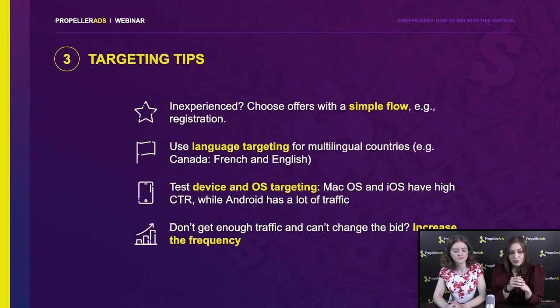And if you don't get enough traffic and cannot change the bid, increase the frequency. This is the ABC of targeting in the sweepstakes world. So, and here we are. Target CPA that we offered you to explain.